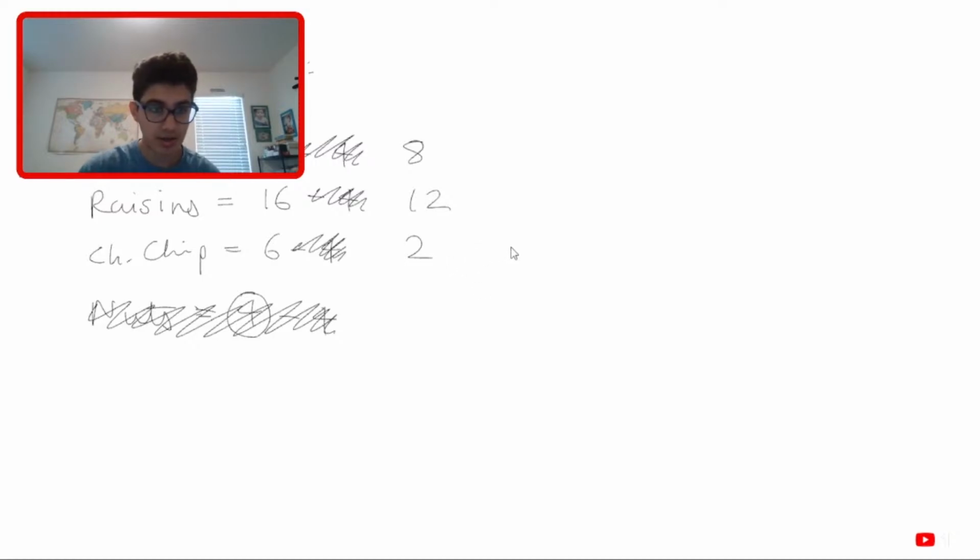How many have chocolate, raisins, and chocolate chip, but not nuts? So all except nuts. That's going to be two. So then this will go down to six. This will go down to 10. This will go down to zero.